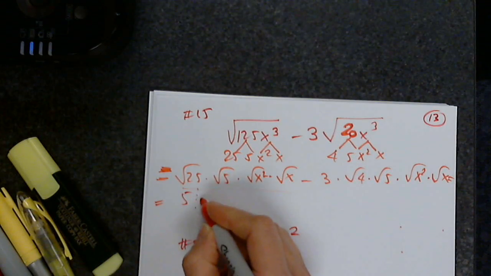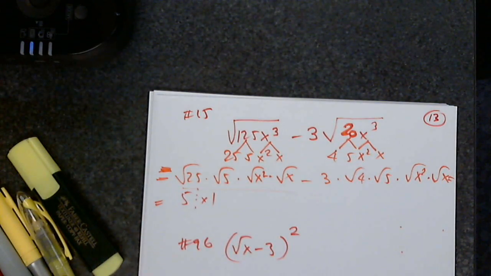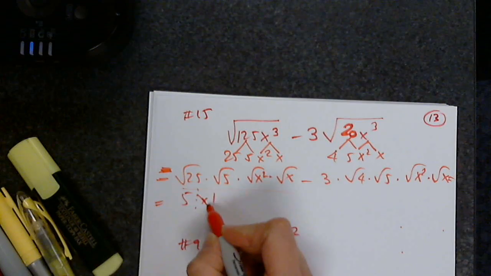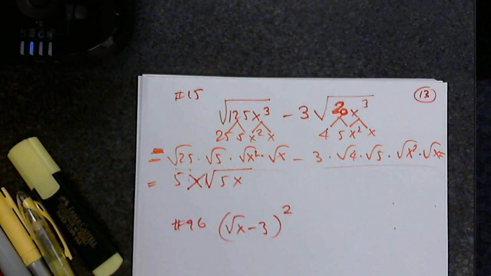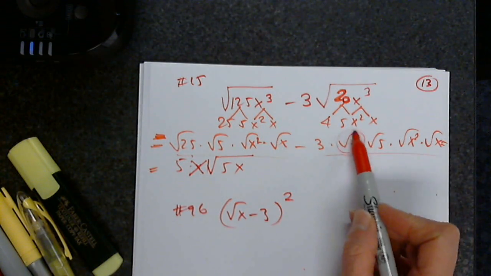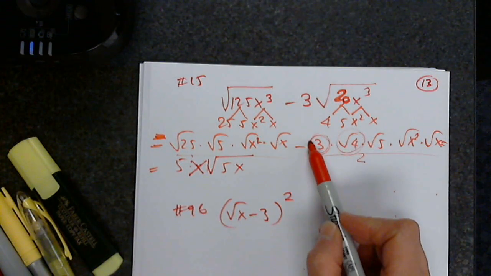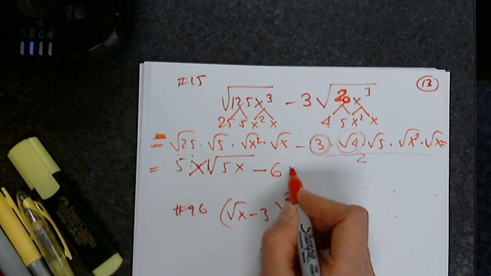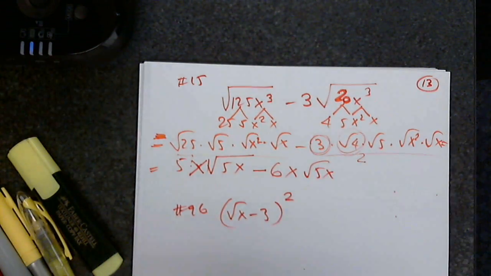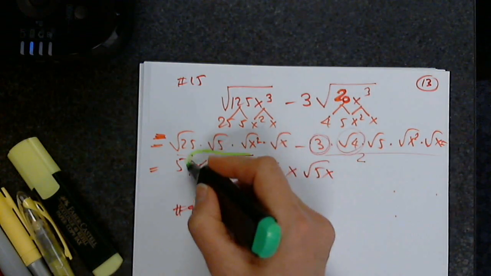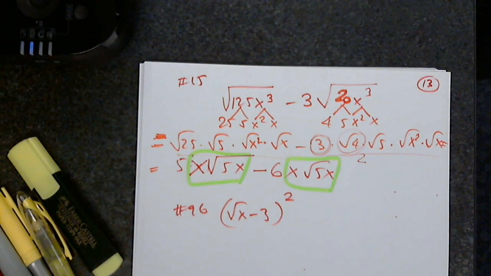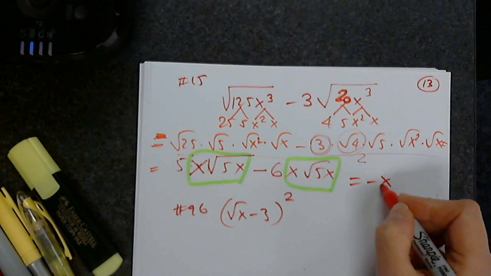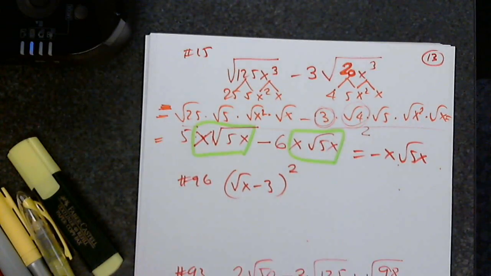Yes. It should have been the absolute value, but we are not told that x can be any real number. So I'm fine with 5x, the square root of 5x. What about this? So there is a 2 from here, and there is a 3 in front. So 6x. Minus 6x, the square root of 5x. Since these appear to be like terms, or like radicals, this quantity is the same in both. Then I have 5 apples minus 6 apples, and the answer is negative x, the square root of 5x. Good.